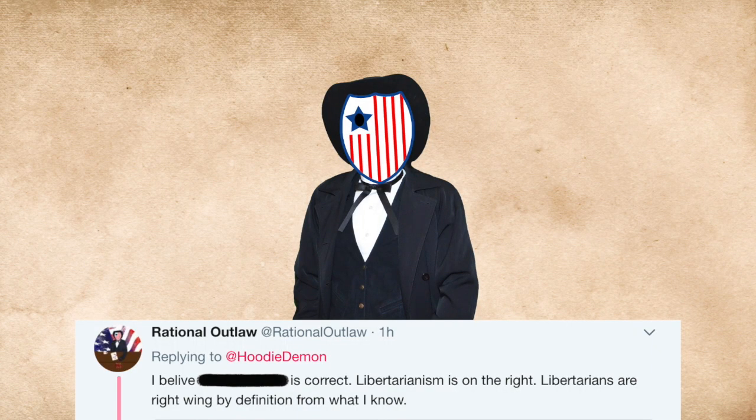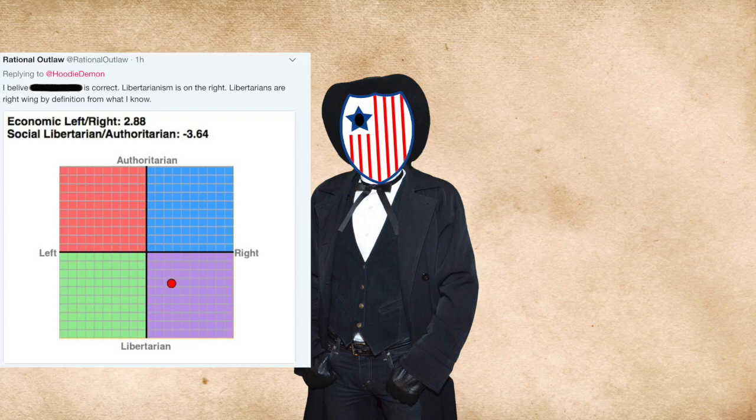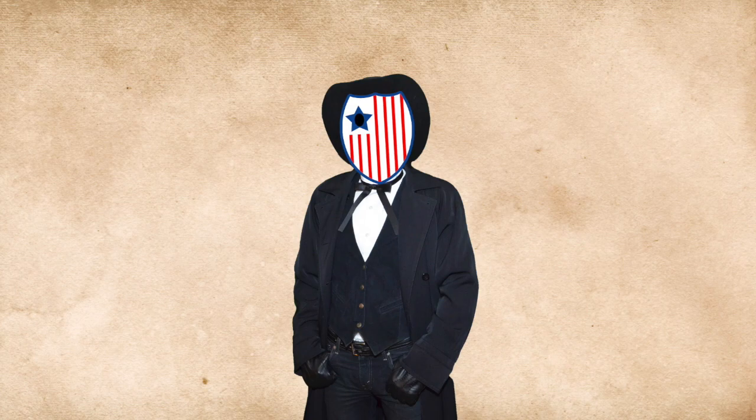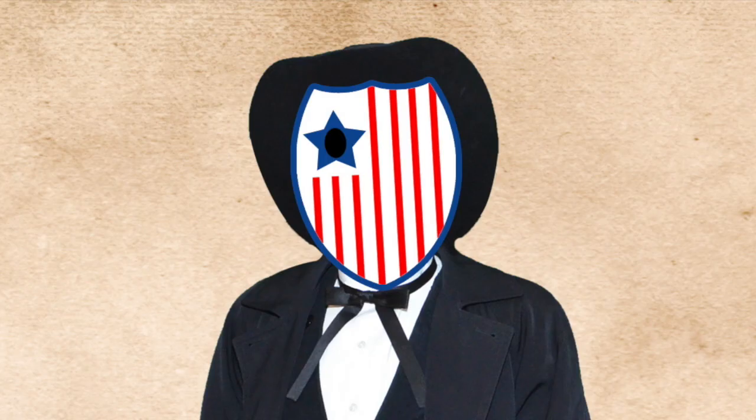Libertarianism is on the right. Libertarians are right-wing by definition, from what I know. And I shared the graph that I got from Political Compass. Now, I like the graph because it shows simplicity in how to describe the left and right and how authoritarian or libertarian you are. It's quite easy to understand. Whether or not it's a good test is another question. I don't think it is necessarily all that great of a test. There's still flaws with it, but that's beside the point.